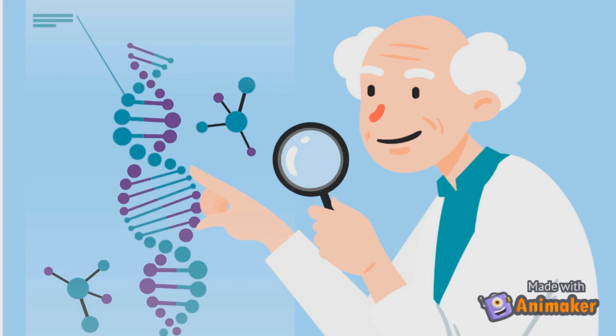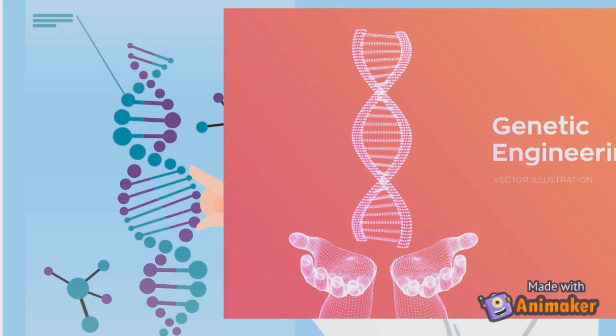DNA is a chemical material that is unique to each person's body. It makes them who they are, and can't be changed. It's a self-replicating material that is present in nearly all living organisms as the main constituent of chromosomes. It is the carrier of genetic information.